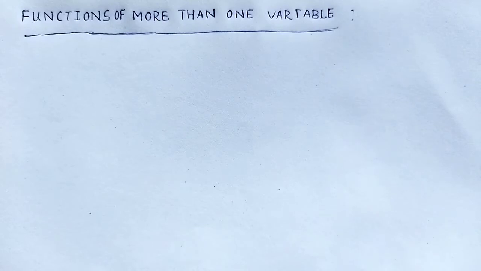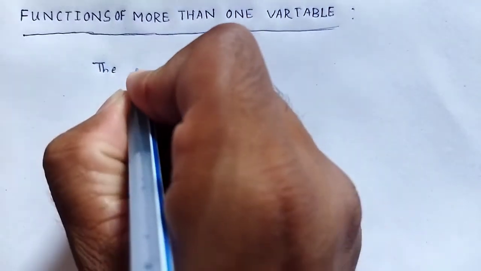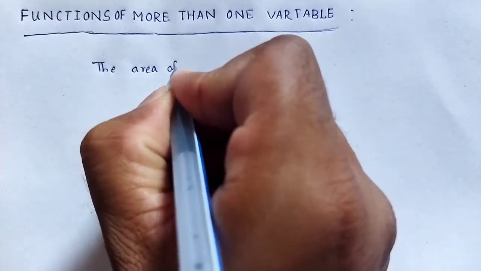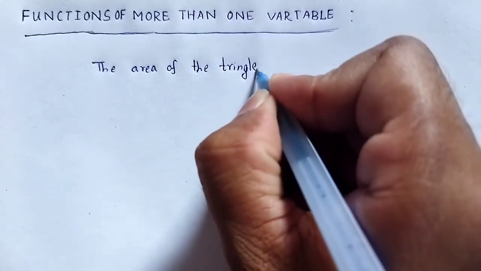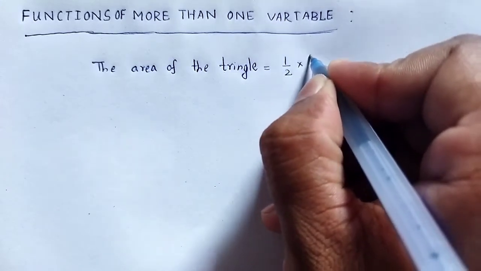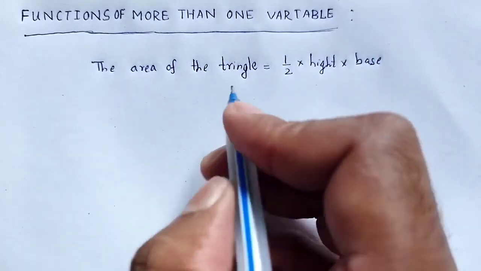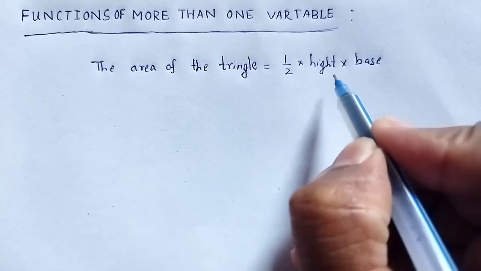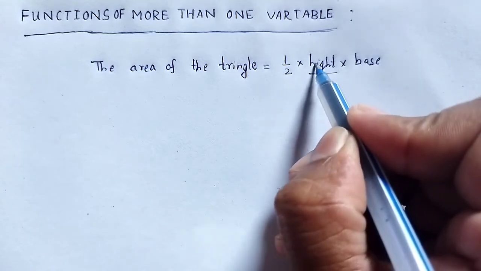We are quite familiar with quantities which depend on two or more variables. For example, the area of a triangle, we know it as half into height into base. That's why the area of the triangle depends upon two variables, one is height and another one is base.